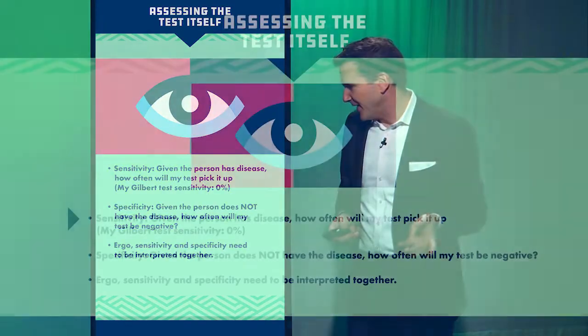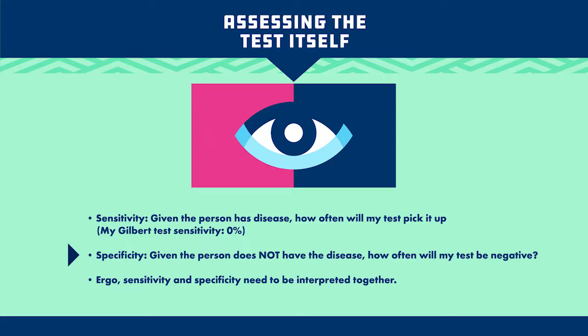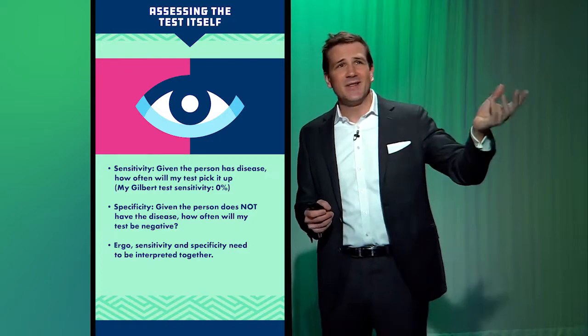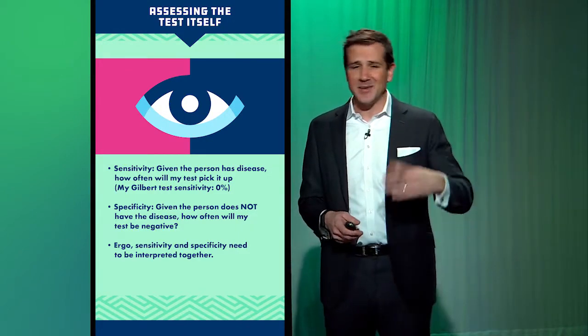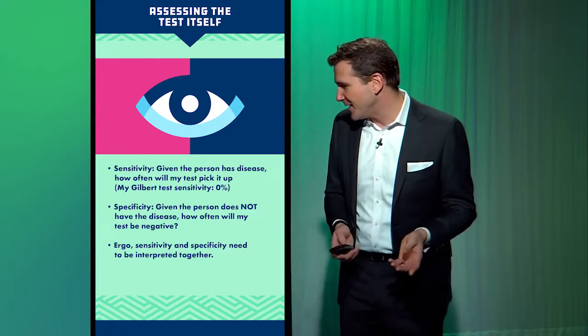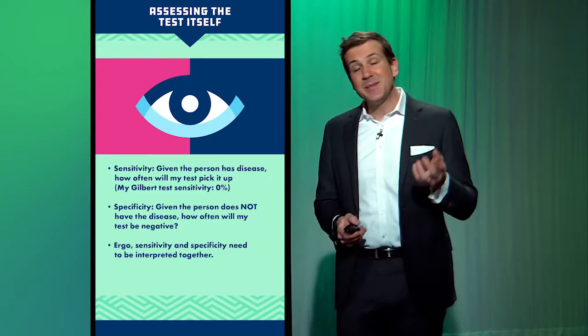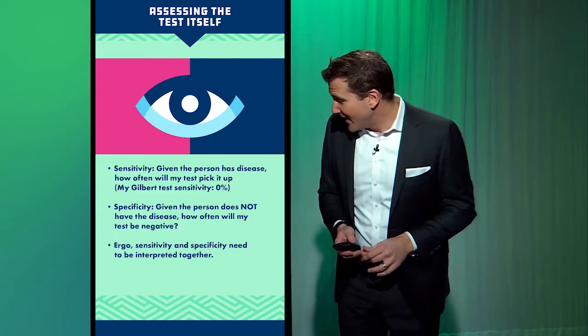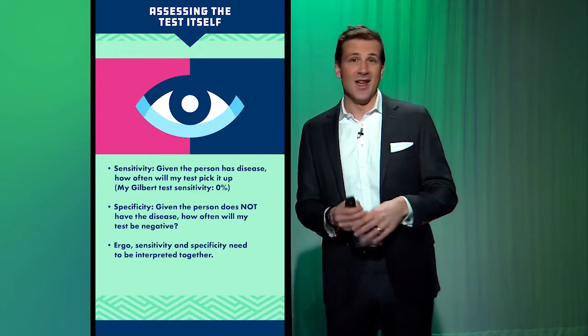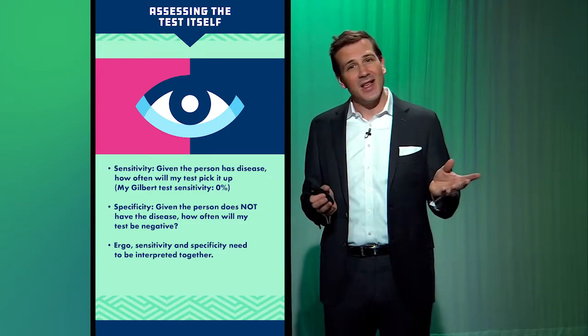All right, specificity. Given the person does not have the disease, how often will my test be positive anyway? Okay, so it's positive. It's not very specific. It's going to be positive kind of no matter what. You have the disease, you don't have the disease. It's not specific to the disease. It's just a test to test whether you're alive or not or something like that, right? It's not very specific. So my Gilbert test specificity is 100% because it never comes out positive in a patient who doesn't have the disease, because it never comes out positive at all.